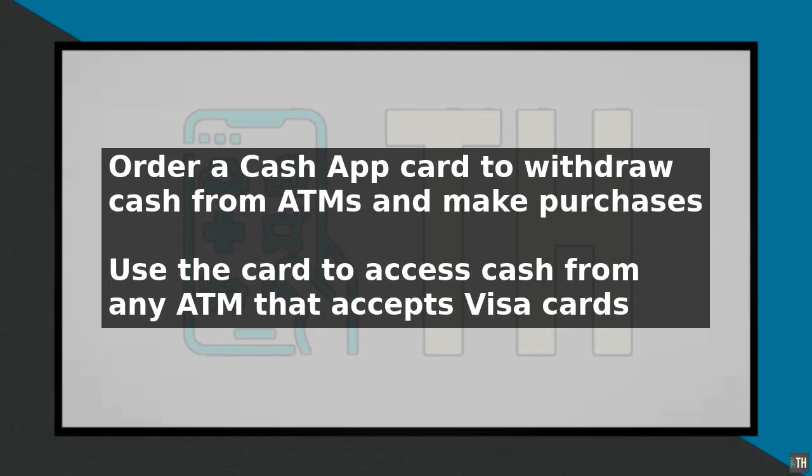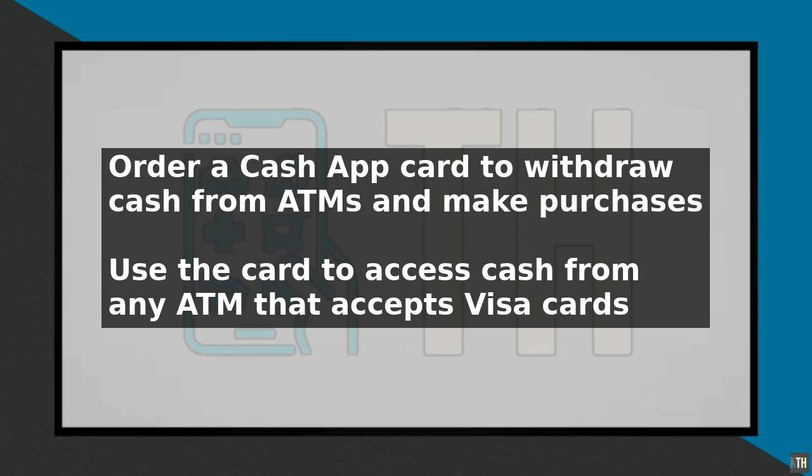To get money off Cash App without a bank account, you can use the Cash App card or other alternative methods. The Cash App card is a free debit card that can be used to withdraw cash from ATMs and make purchases. First, you need to order a Cash App card, which can be done directly from the Cash App. Once you have received your card, you can use it to withdraw cash from any ATM that accepts Visa cards.